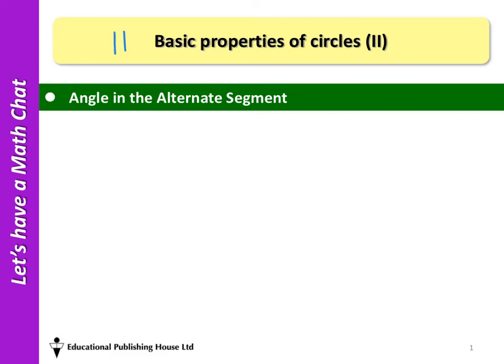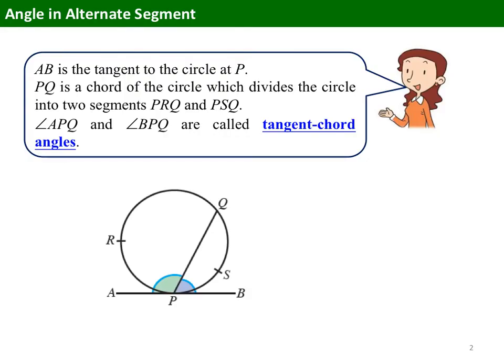Section 11.2. Angle in alternate segment. First of all, we have a tangent here. The tangent touches the circle at P, and there is another point on the circle called Q. Join PQ, and then we have two segments here, and there are two angles. These angles are called tangent chord angles.